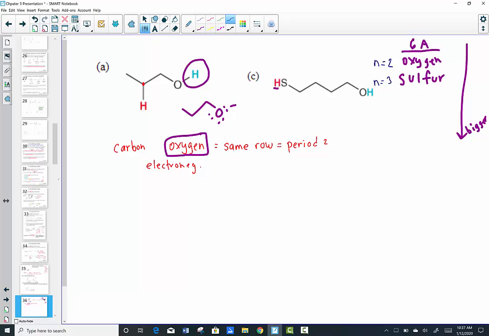Since sulfur lives in period 3, it has 3 valence shells, which is a larger surface area, and a greater surface area can distribute the negative charge better. It has more area to distribute the negative charge, and therefore it will be able to stabilize that negative charge better. That means the red proton is more acidic than the blue proton. Sulfur's larger surface area distributes the negative charge, stabilizing it better than the smaller atom of oxygen.